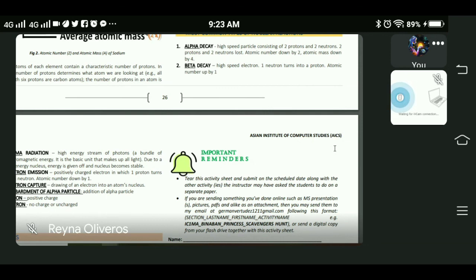Number 6 is the bombardment of alpha particles. When we say bombardment of alpha particles, this is the addition of alpha particles. And number 7 is the proton. When we say proton, it means positive charge. And neutron has no charge, or what we call uncharged. Okay? So, that is our lesson in module number 3.